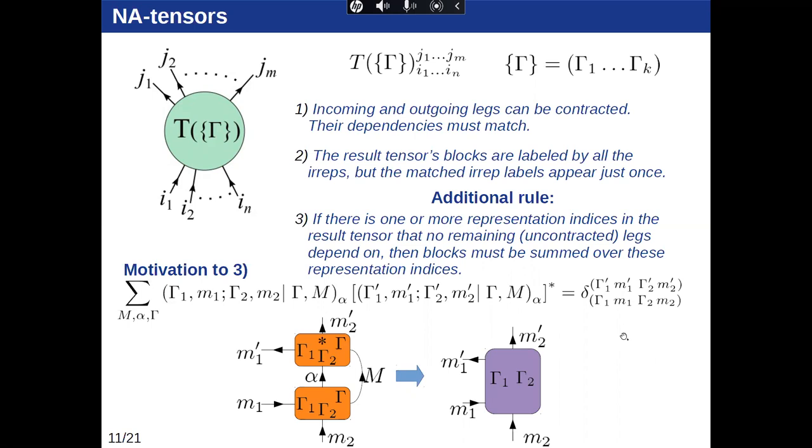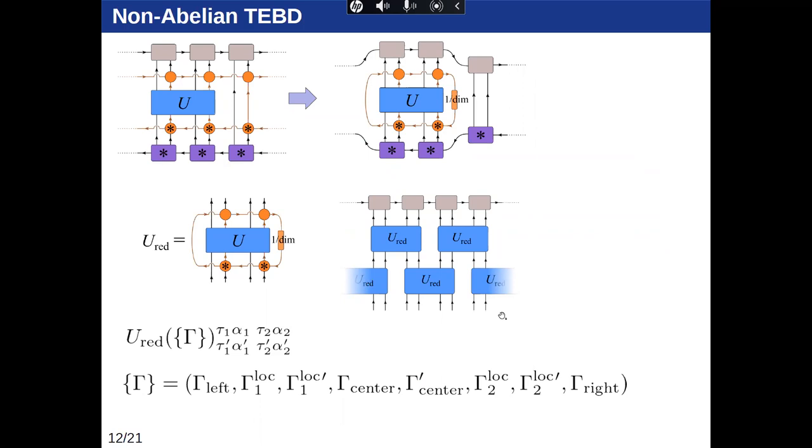Okay, and now if I define my NA tensors, then I can easily generalize my TBD algorithm for NA-MPS. So for example, if I have the two-site time evolution operator U, then if I calculate the matrix element of this guy between any two NA-MPS states, then I realize that using the orthogonality of the Clebsches, I can cover this U tensor with four collapsed tensors, and then I can define a reduced evolution operator. A reduced evolution operator can be applied directly on the upper layer of my MPS, so the TBD algorithm is defined on the upper layer of my MPS.